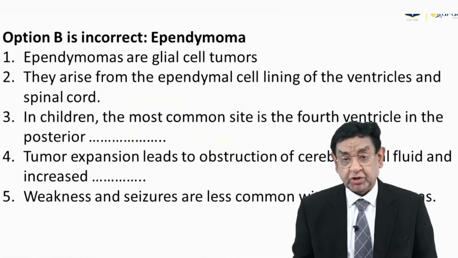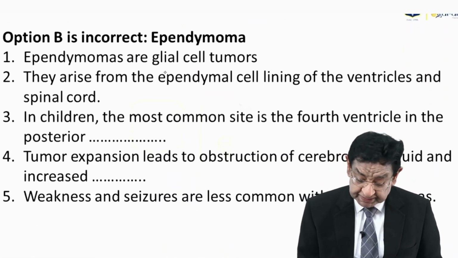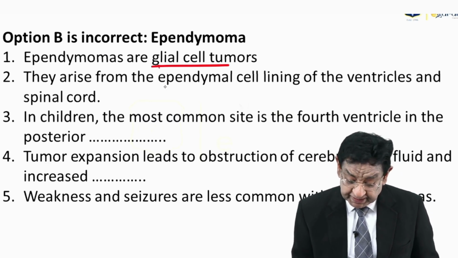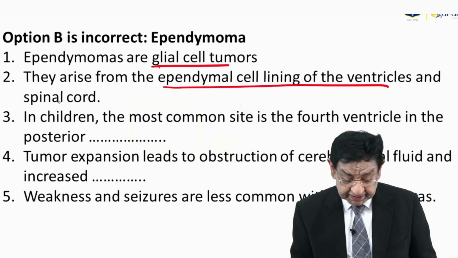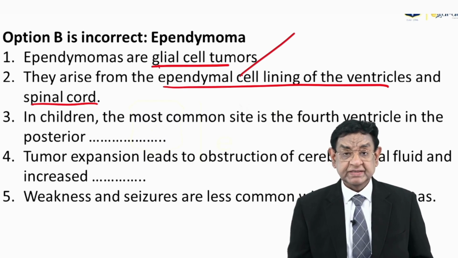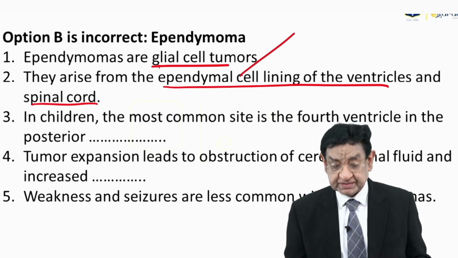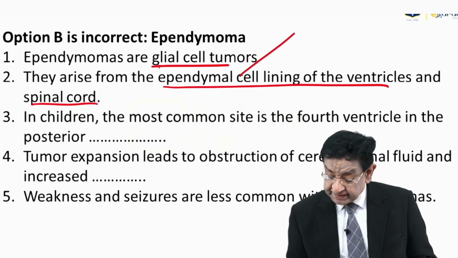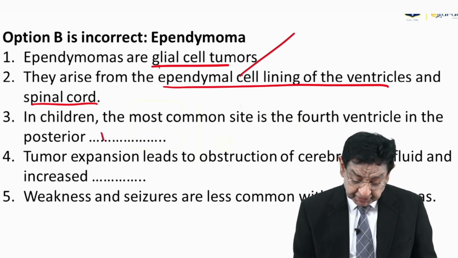Let's look into other option. Ependymoma, they are glial cell tumors. They arise from the ependymal lining of the ventricle and the spinal cord. We are well aware the inner lining of the ventricle, this cavity, is ependymal cells. And in children, the most common site is the fourth ventricle in the posterior fossa.